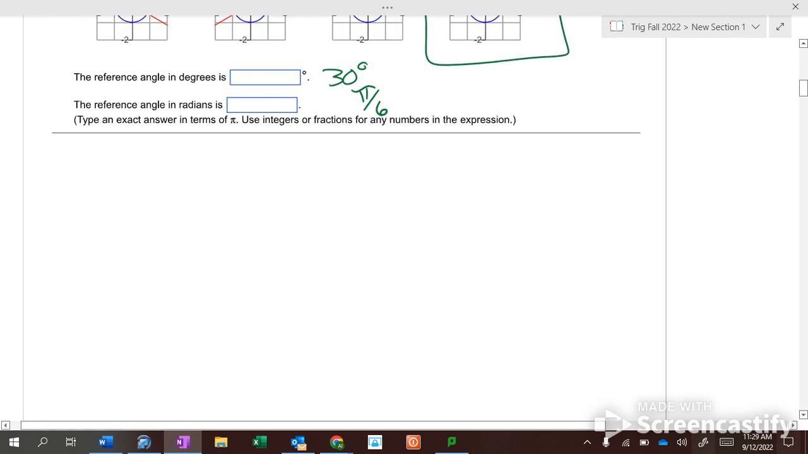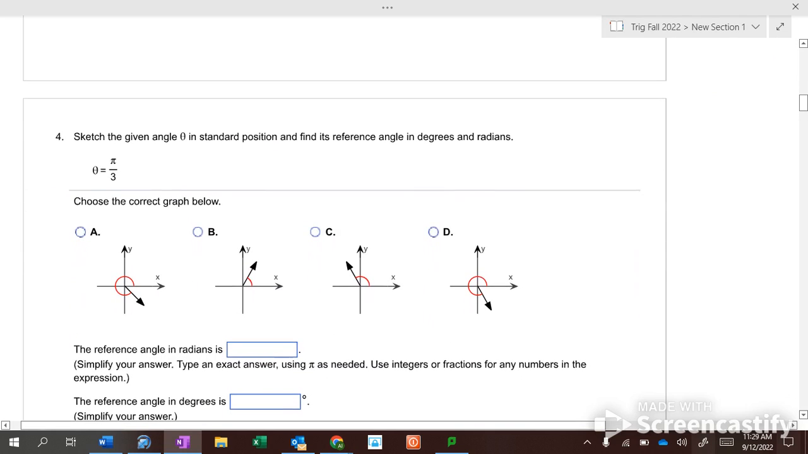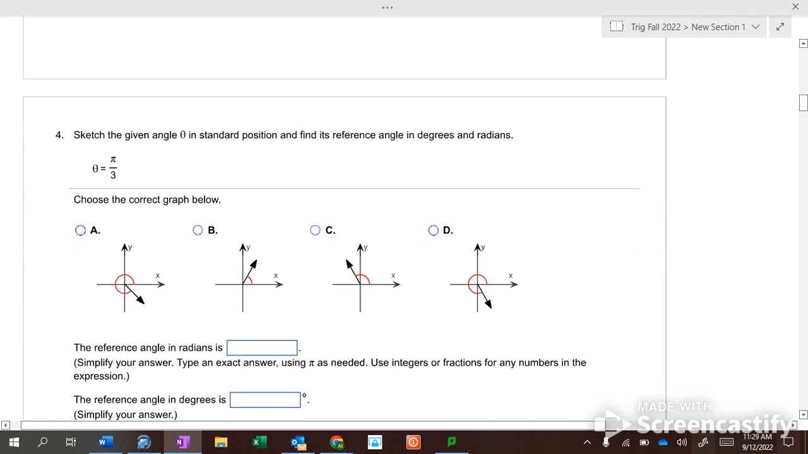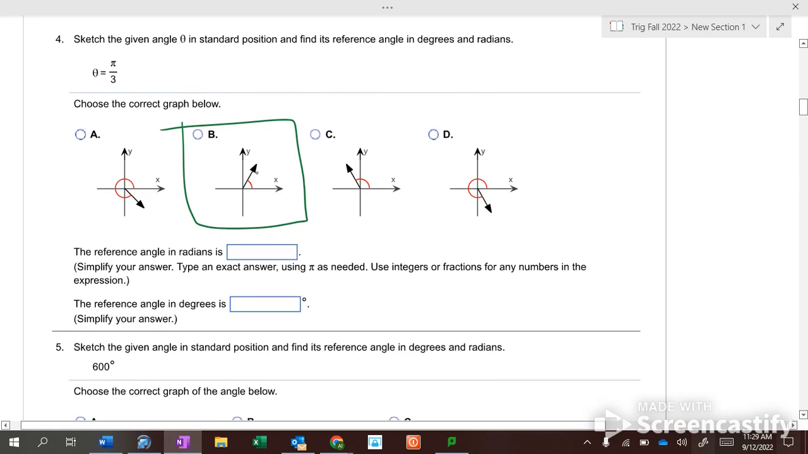Okay, continuing on. Let's look at the next angle. Which one of these is pi over 3? B is pi over 3. So how far in radians is pi over 3 from this horizontal line? Pi over 3. That is as easy as it gets. Because if you're at pi over 3, you're pi over 3 away from the horizontal line. How many degrees are you away from the horizontal line? Well, you look on your unit circle and see pi over 3 is 60 degrees.